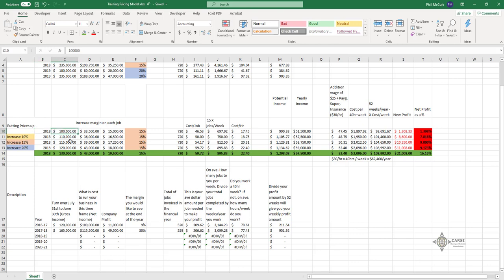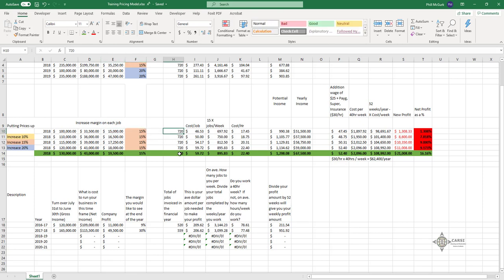So $100,000 is what the business took in for the year. It cost $33,500 in costs. So that's running costs. That's your vehicle, your equipment, your chemicals, your phones, your internet, insurances, all that sort of stuff. That cost the company $33,500 without any wages in there. Okay. We want our 15% profit, so that's the $15,000.